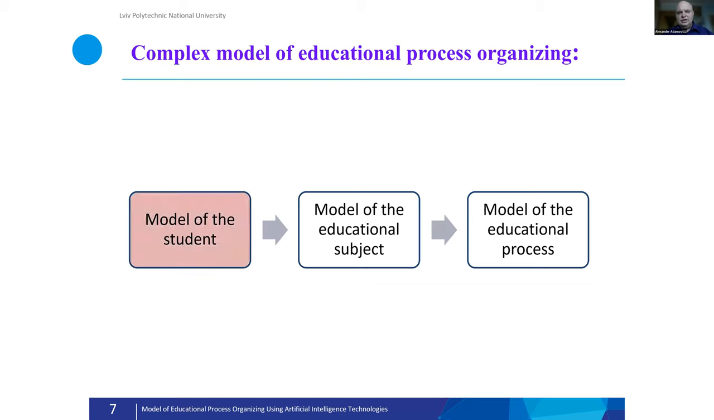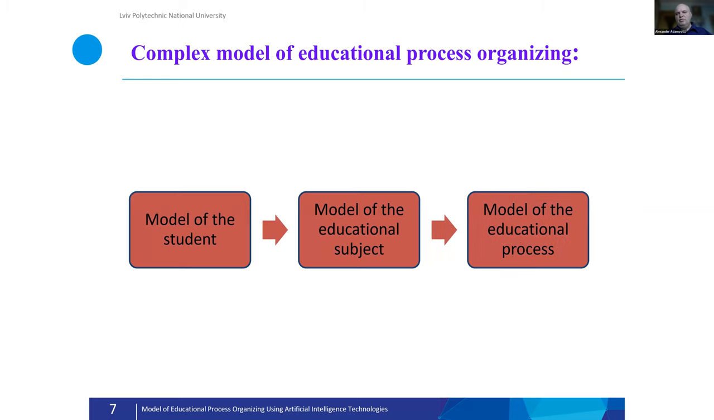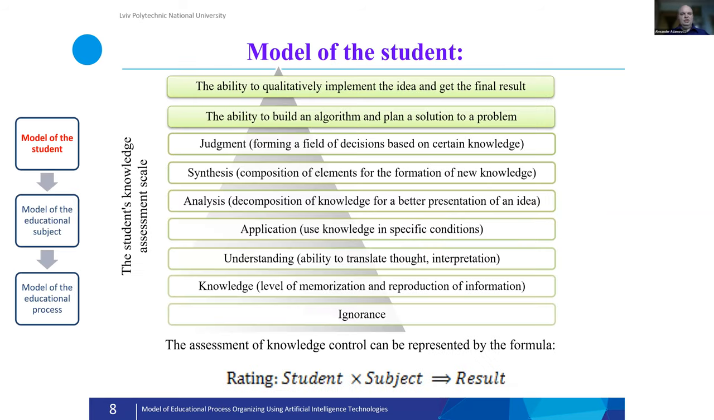One is the model of the student, one is the model of the educational subject, and one is the model of the educational process. It's like three steps, three submodels. So, a few words about the model of the student. How do we see this?